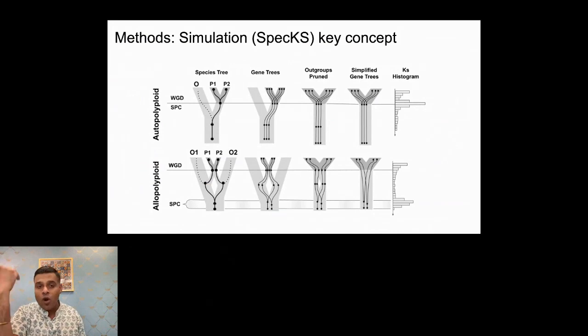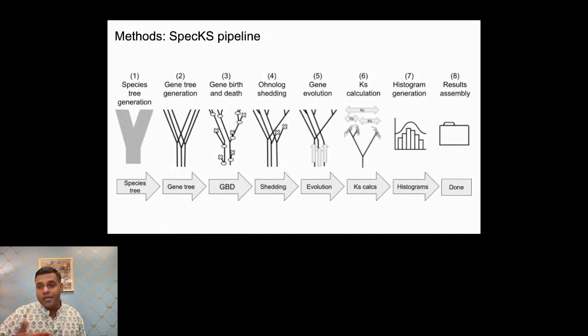This is just the overall schematic of how this simulation actually runs. We have separate kinds of simulations that we do for autopolyploid events, and then we have separate ones for allopolyploid events. We hypothesized that the inherent shapes of the KS histograms would be very different, as you can see by the schematic here. The method itself, broadly, has several different steps. We generate the species tree. We then generate individual gene trees within the species tree. Then we simulate gene birth and death processes along each one of these branches. Then we shed some of these orthologs or paralogs, simulating gene evolution. We compute the KS values, then we generate the histograms, and then we compute results from that.